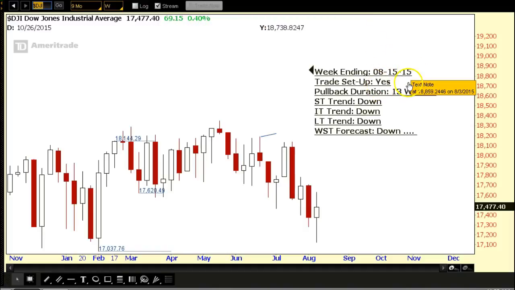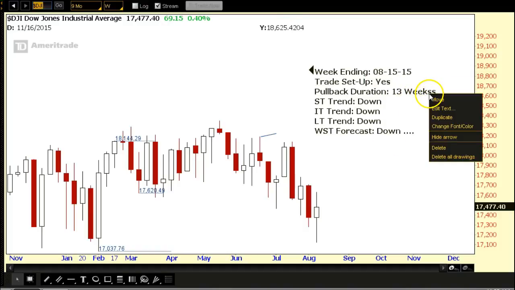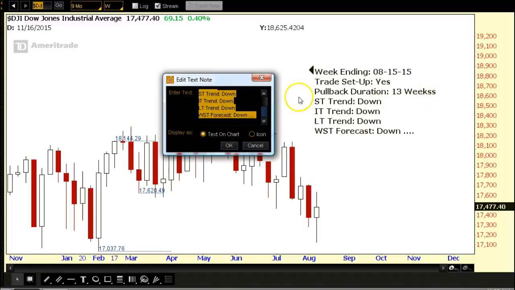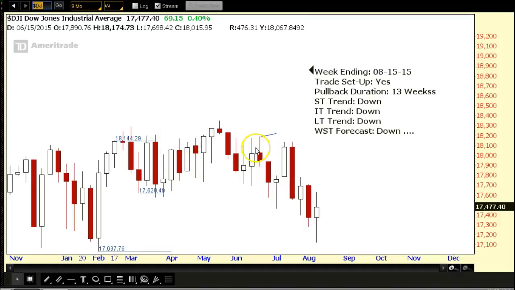August 15, trade set up, yes. Another trade set up, 13 weeks. I have one too many S's on there. Let's fix that right now. Well, I'll tell you what, I'll get back to that later. We have 2 S's. Short-term, intermediate term, and long-term trend all down.